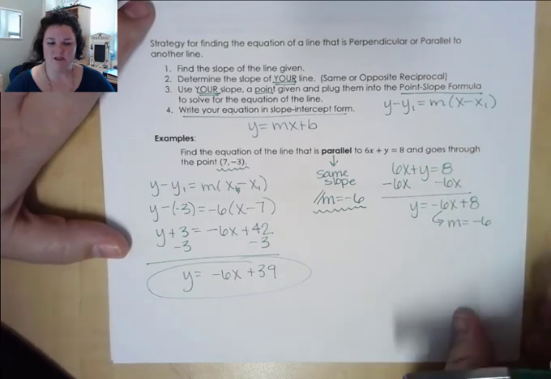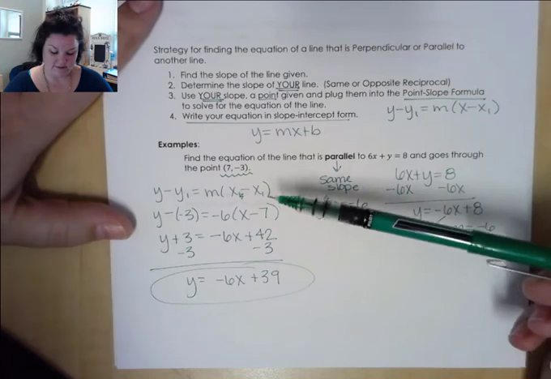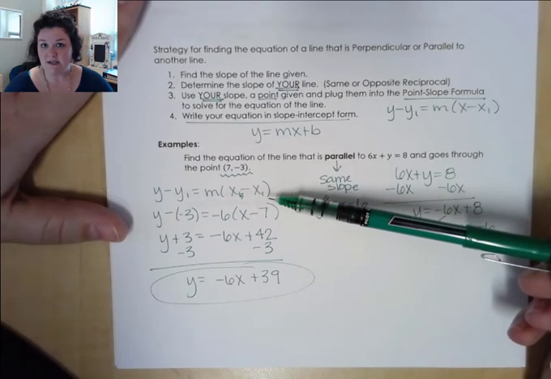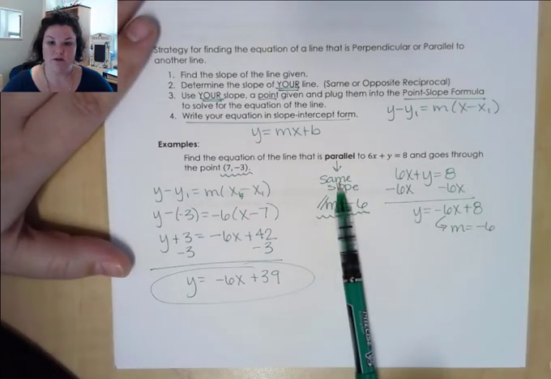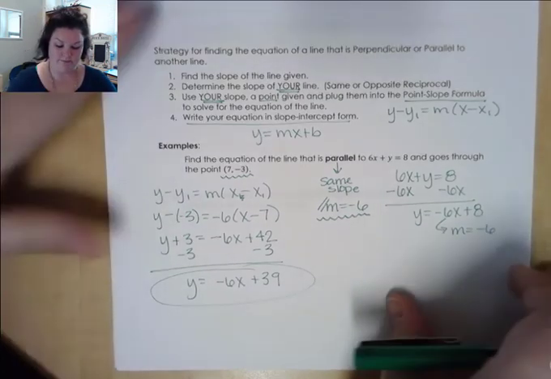So notice when we're finding the equation of a line, we're still going through the same process of using this point slope formula. The only difference here is we're getting our slope based off of a relationship to another line. So let's look at another one, and then I will let y'all try some.